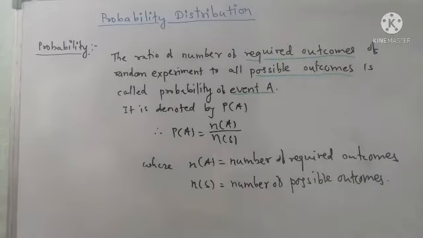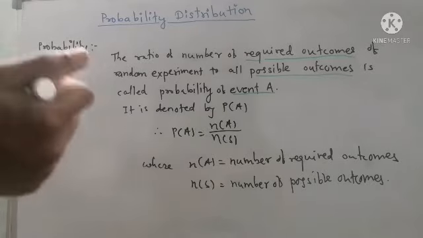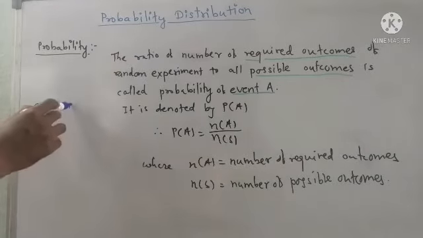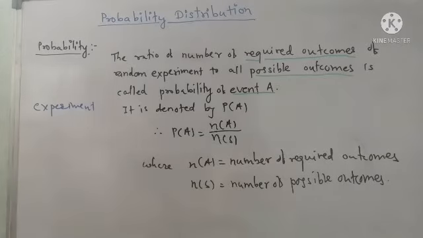Probability distribution. Actually, we have to know probability. As we know, probability is a ratio of the number of required outcomes of a random experiment to all possible outcomes. It's called the probability of event A. As you know, an experiment is an action. If an experiment has two or more outcomes, then it is called a random experiment.